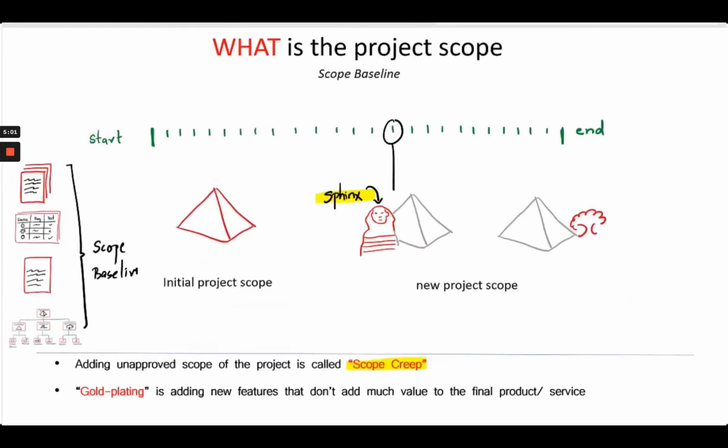Let's also say just near the completion of the pyramidal structure at the end of the project, a new request of adding a few more additional trees next to the pyramid have come in. This, as you know, does not add much value to the final product and are just incremental benefits to the final product. This is clearly an attempt to gold plate the scope of the project and hence should not be taken up as part of the project.